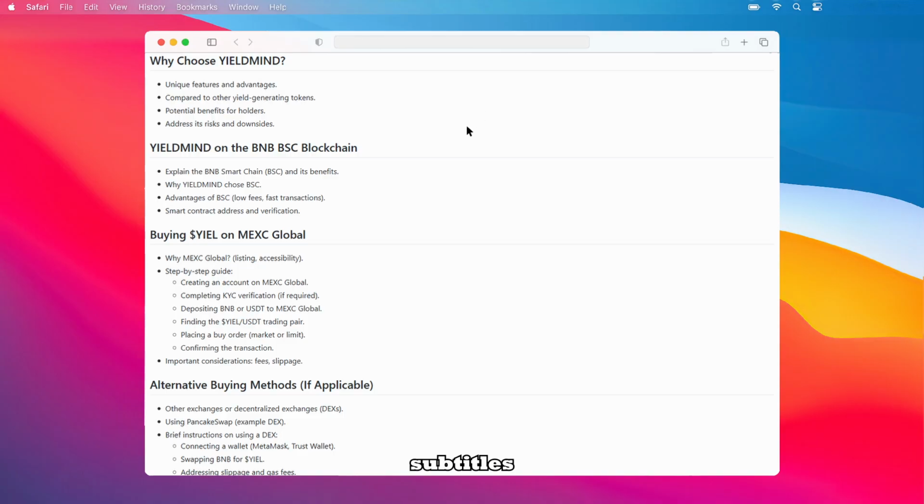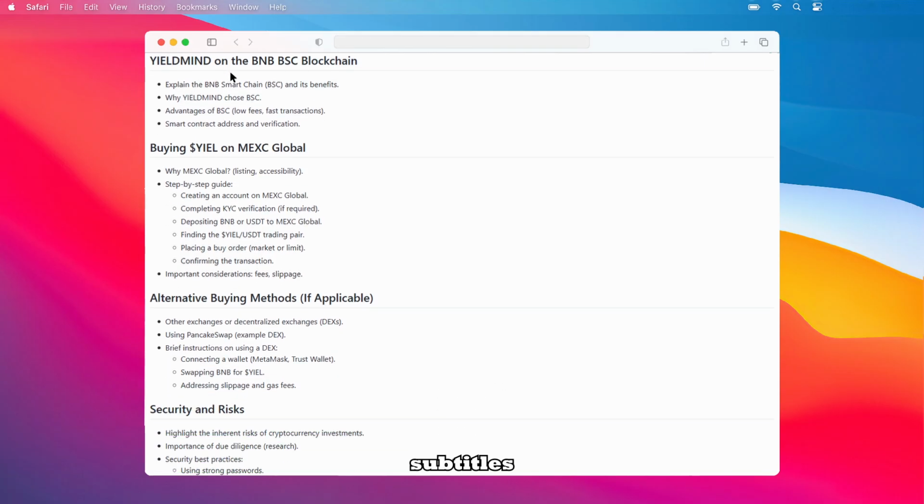YIELDMIND operates on the BNB Smart Chain, or BSC. The BNB Smart Chain offers several benefits, which explains why YIELDMIND chose it as its base. These advantages include low fees and fast transaction speeds. You can also verify its legitimacy through its smart contract address.